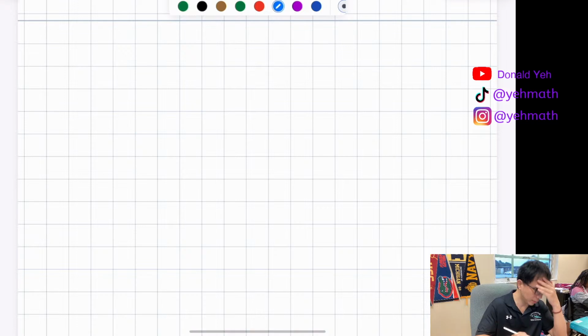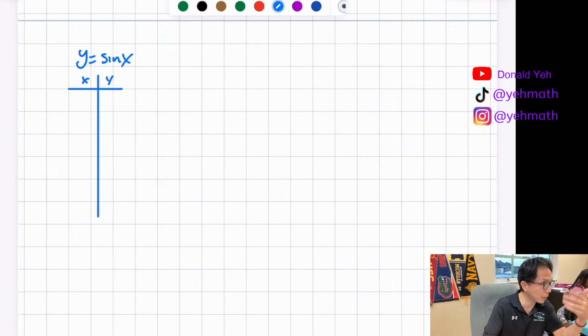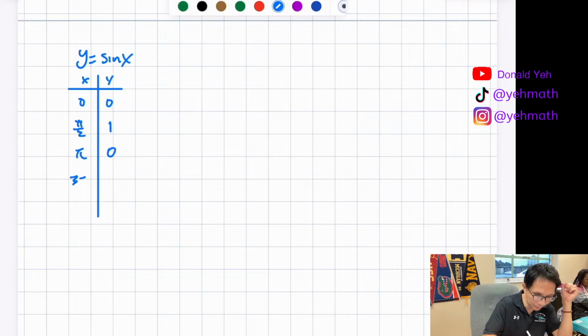For those of you not here, basically we just take the sine graph and we do a t-chart. I'm not gonna use all the points right now. I just need you to know those certain points. If I were to give you a quiz today, you should know this: sine of 0 is what? Sine of pi over 2 is 1. Sine of pi is 0. Sine of 3 pi over 2. And the sine of 2 pi is 0.